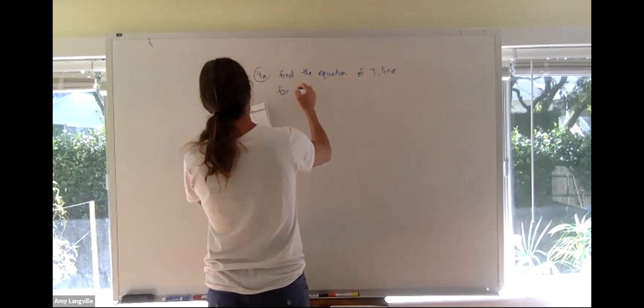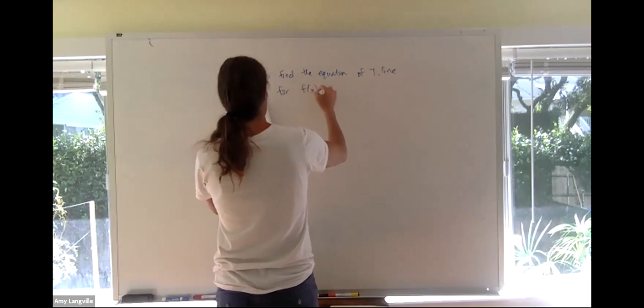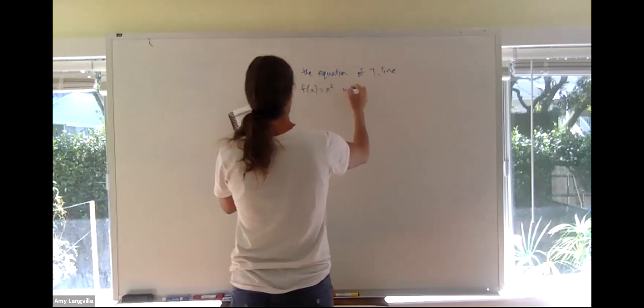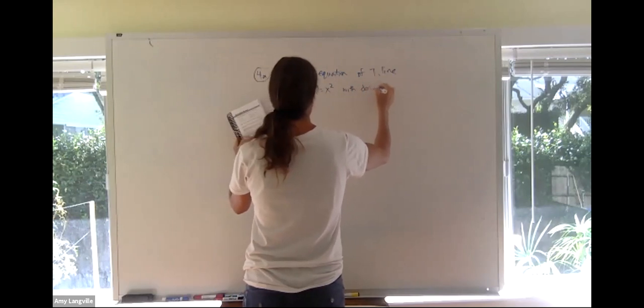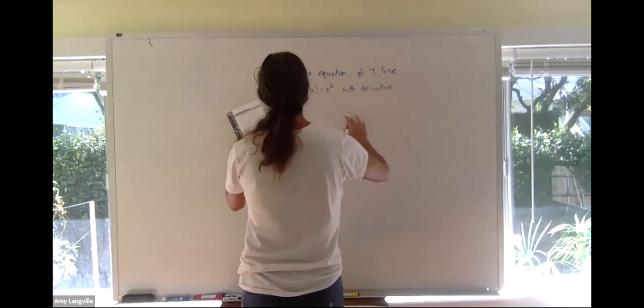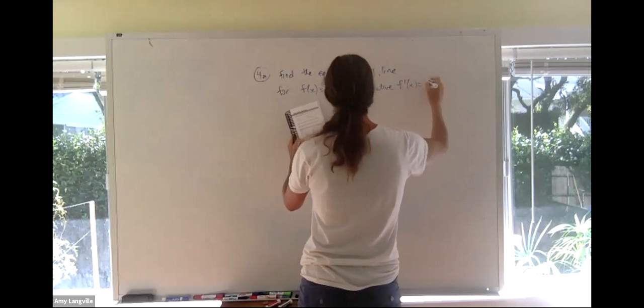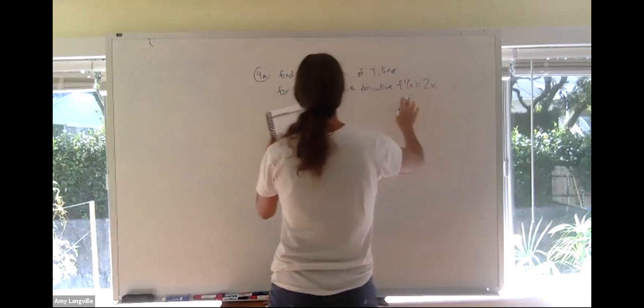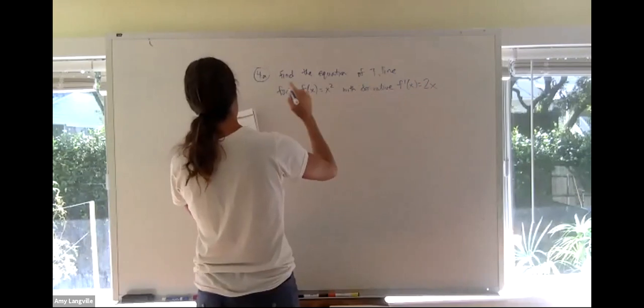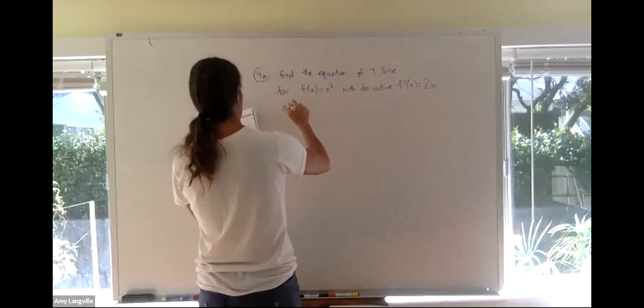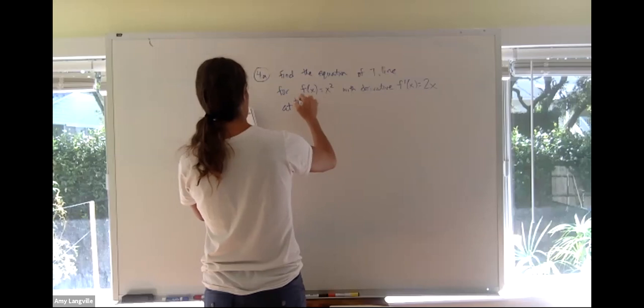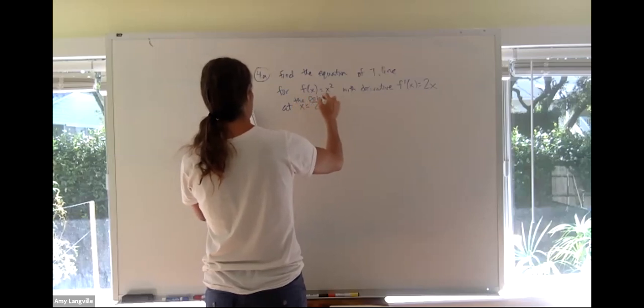for f of x equals x squared with derivative. They're giving you the derivative. They didn't ask you to find it, which is nice because you didn't have to use the limit definition. The derivative of x squared is 2x, and you want the equation of the tangent line at x equals 2, at the point x equals 2.